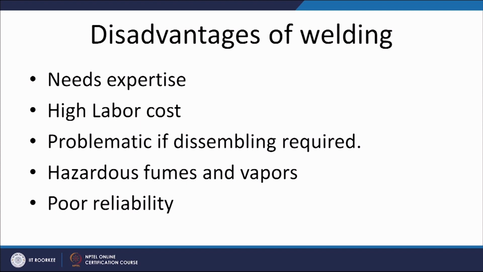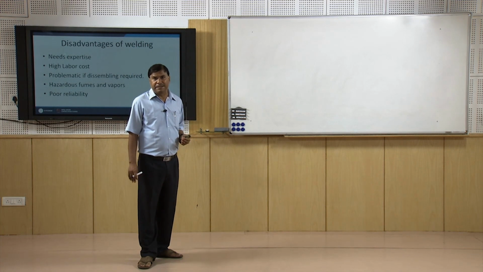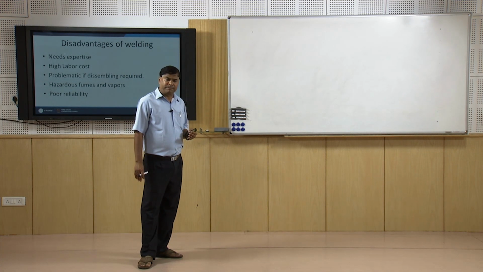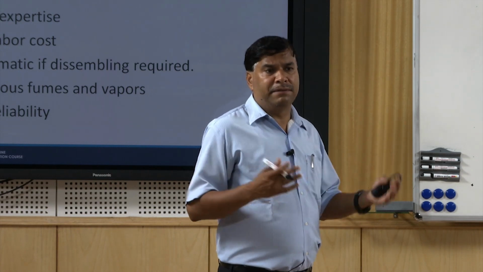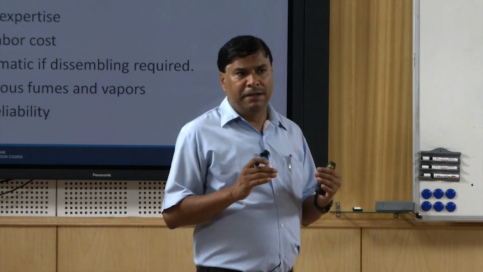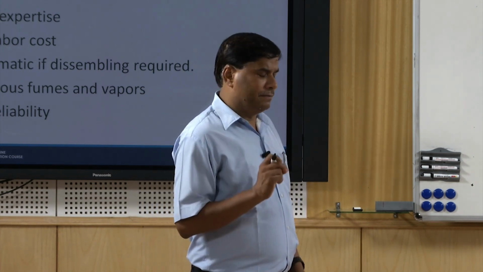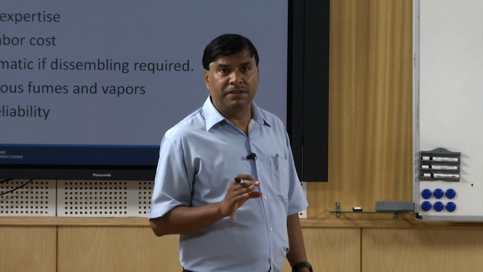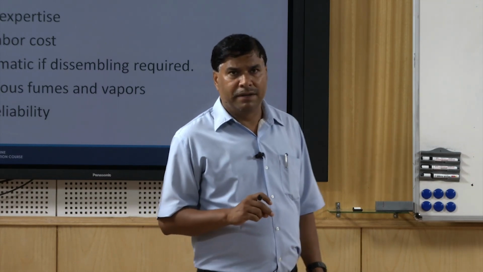And the poor reliability, since the joint itself is considered to be a discontinuity because it has a lot of heterogeneity in respect of the chemical properties, metallurgical properties and the mechanical properties. So, it offers a lot of variability in terms of these three parameters. So, the joint itself is considered as a discontinuity, and the reliability also of these welded joints is poor.